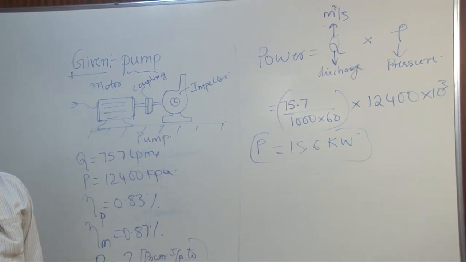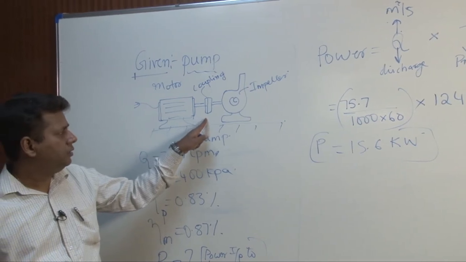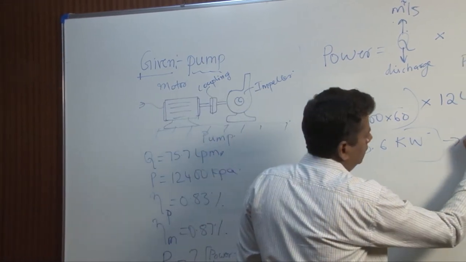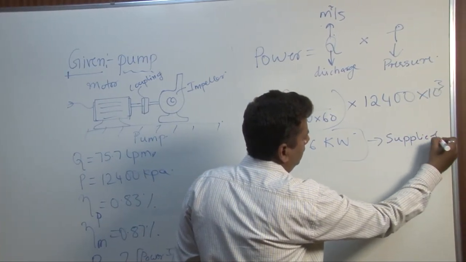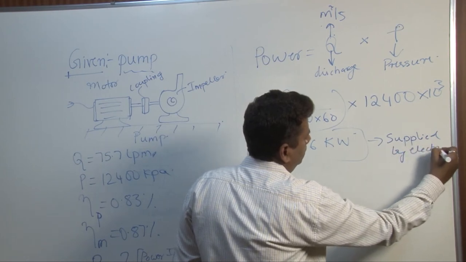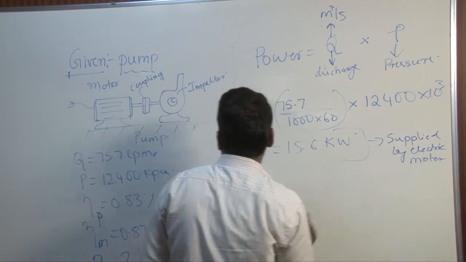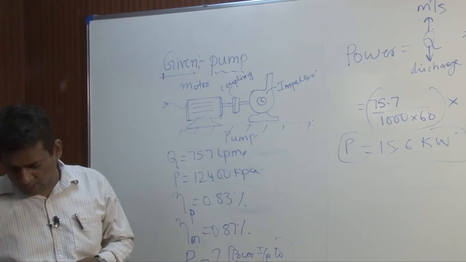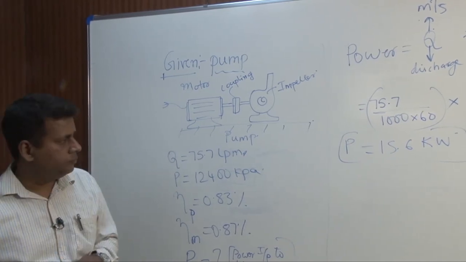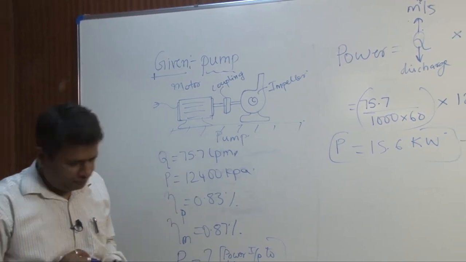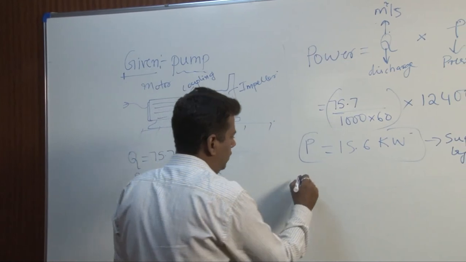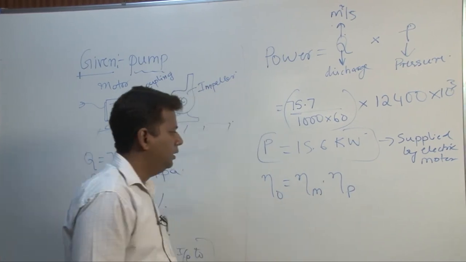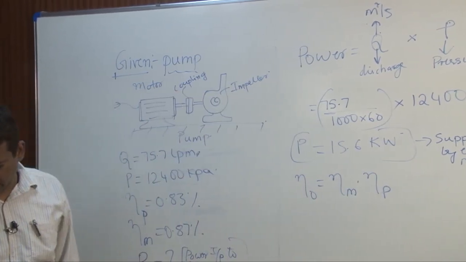This is the power supplied by the electric motor, which is fed into the impeller. So we need to consider the motor efficiency. Overall efficiency is equal to motor efficiency into pump efficiency, so we need to consider both the efficiencies.